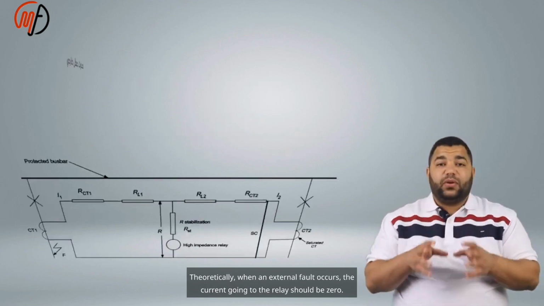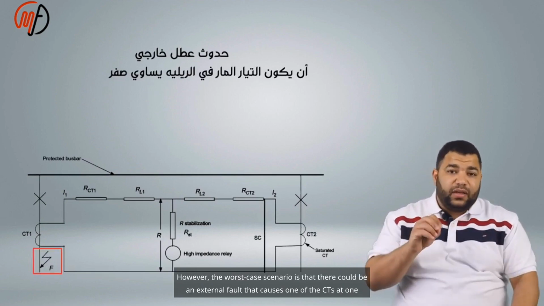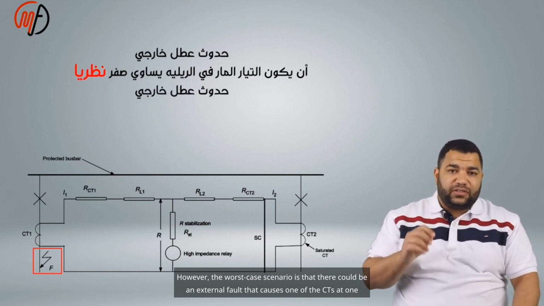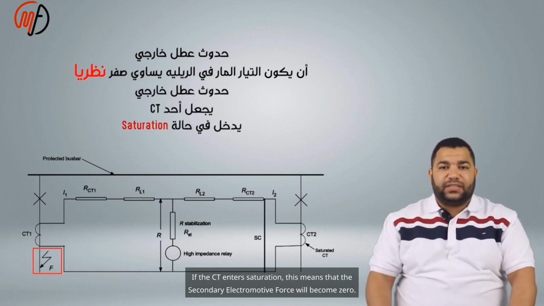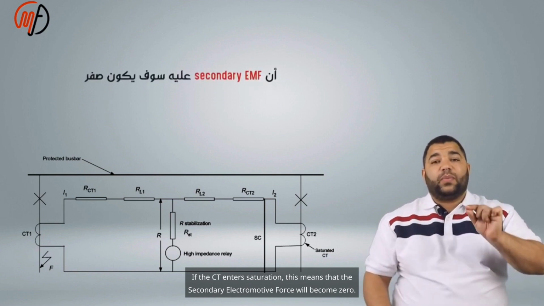Theoretically, when an external fault occurs, the current going to the relay should be 0. However, the worst case scenario is that there could be an external fault that causes one of the CTs at one end of the relay to enter saturation. If the CT enters saturation, this means that the secondary electromotive force will become 0.